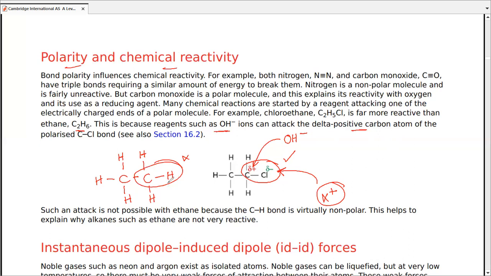All right. Such an attack is not possible with ethane because, as I said earlier, the C and H bond is virtually nonpolar. This helps us to explain why alkanes such as ethane are not very reactive.